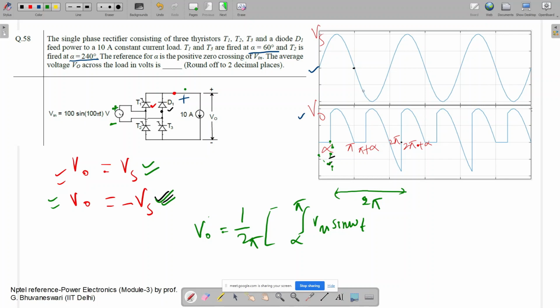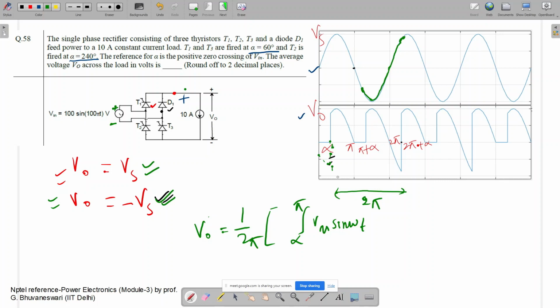Here, as you can see, this is the source voltage. I have just taken the negative of this voltage from here to here. This is pi plus alpha. This is 2 pi plus alpha. So if you take the negative, this part will come as positive and the top part from here will come as negative. You got it? Hello? Yes, sir. Okay, okay.